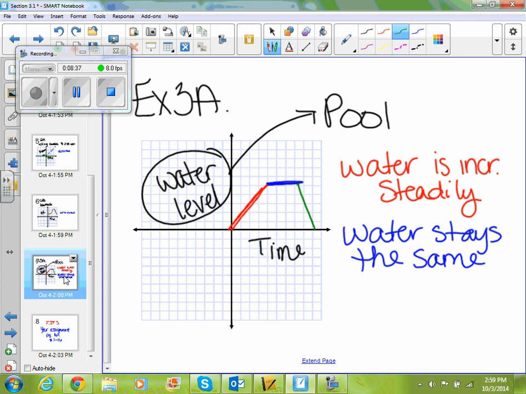And then lastly, for my green line, what are we doing? It's decreasing, right? Okay, so what would cause a pool to decrease? Okay, so water splashing out, but that'd be like a really fast decrease, right? What causes something to decrease steadily? Emptying it. Perfect. So we're like draining our pool. So then our pool gets drained.